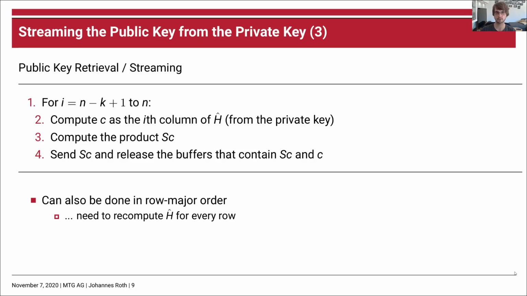And then we simply send this product S times C, and we can release the buffers that contain S times C and C, because we do not need it anymore. So this can also be done in row major order or different orders, but in the case of row major order, we would need to recompute h hat for every row. This is much more inefficient, since with the column major order, we only need to compute each column of h hat one time.